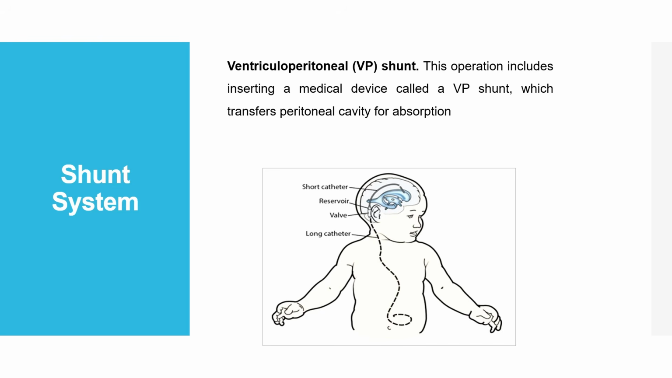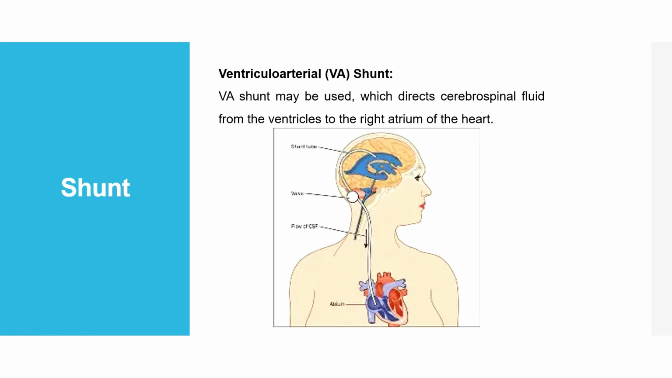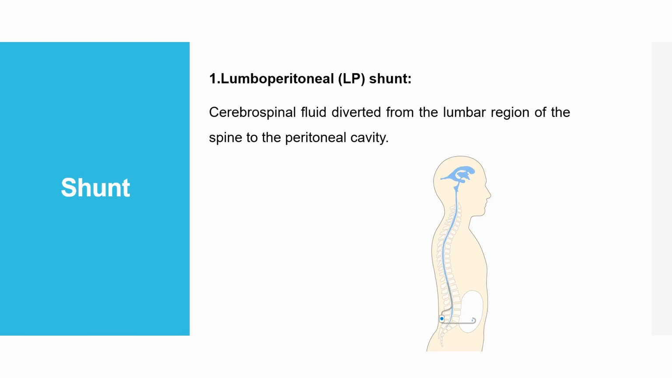CSF diversion shunt systems include three types of shunt: ventriculoperitoneal shunt, ventriculoatrial shunt, and lumboperitoneal shunt. Ventriculoperitoneal shunt means we are diverting the CSF from the ventricles into the peritoneal cavity, and from there it is absorbed. In a ventriculoatrial shunt, the CSF is diverted from the ventricles into the right atrium of the heart, and from there it is circulated and excreted. In a lumboperitoneal shunt, the CSF is diverted from the lumbar region of the spine to the peritoneal cavity, and from there it is absorbed and excreted.